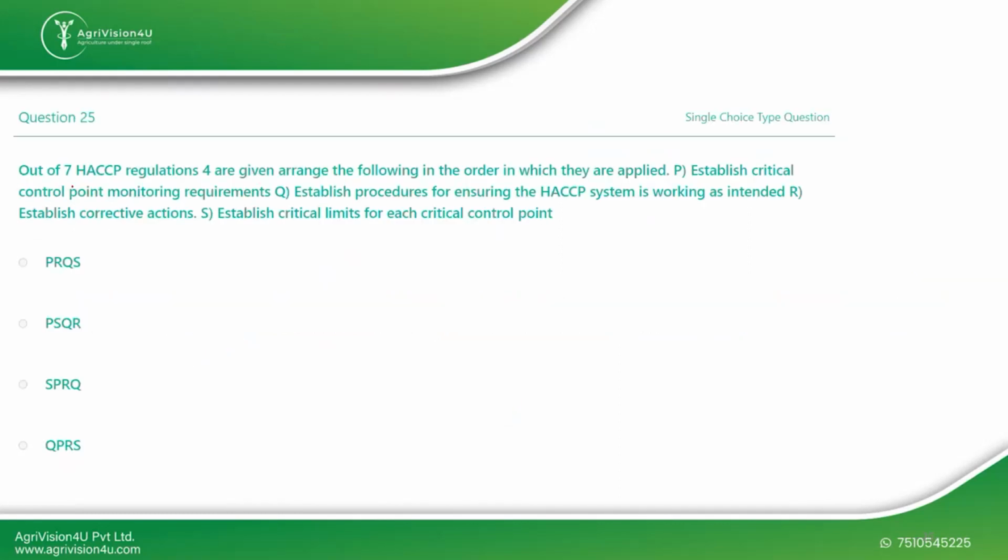Now, out of seven HACCP principles, four are given. You have to arrange the following in the order in which they are applied. These options P to S are the four options which are given. Now you have to arrange them. The first will be S: establish the critical limit for each control point. Then you will have P: establish the critical control point monitoring system. Then R: establish corrective action. And then Q: at the end, establish the procedure to ensure whether your intended system is working or not. So the correct answer for this is SPRQ.